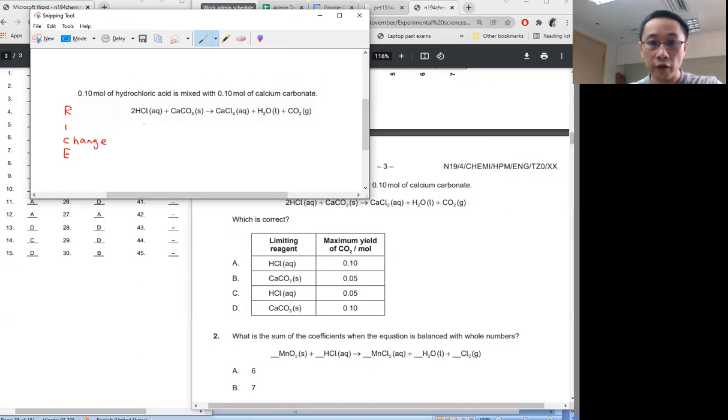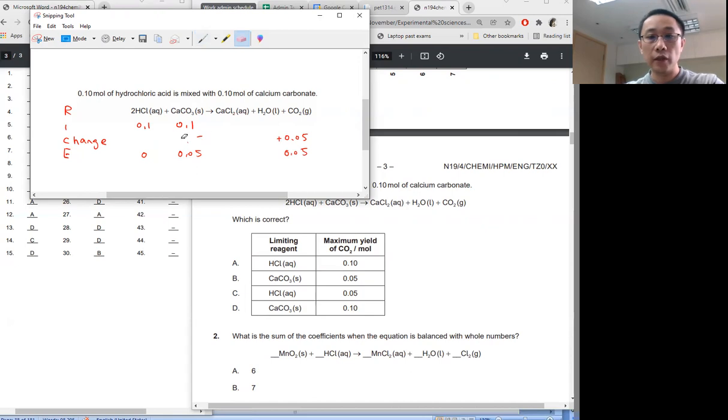The change numbers have to obey the mole ratio strictly. So for this particular question, you're given the number of moles of both starting reagents. If you just assume that you're going to use up all the HCl, the mole ratio of 2:1 indicates that you have to use up 0.05 moles of CaCO3. And by calculating the final amounts, you can see that you have some CaCO3 remaining when you use up the HCl, indicating HCl is the limiting reagent. And you can use the same 2:1 ratio again to work out the number of moles of carbon dioxide, which is 0.05 moles. Therefore, the answer is C.